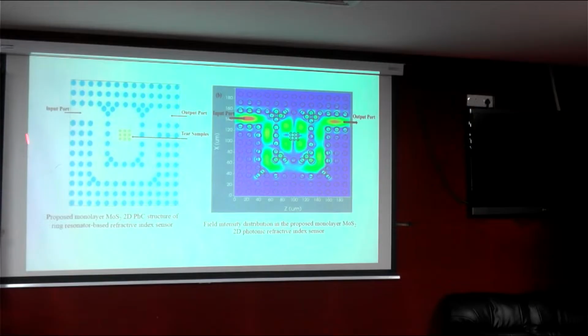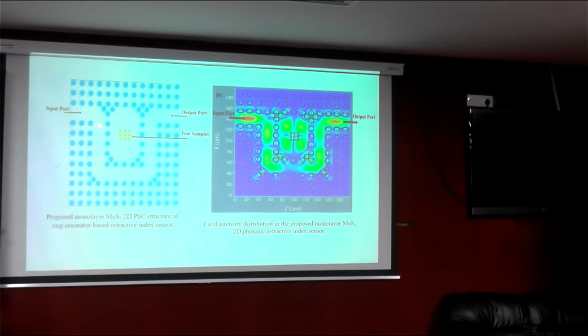So to pass the light, we have removed a few MoS2 from here, and we made an input port and an output port, and we kept our tear sample in the middle. This is the innovation we did. This is Jay, he is doing this.